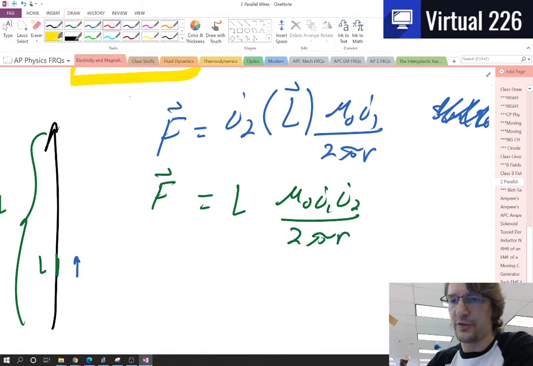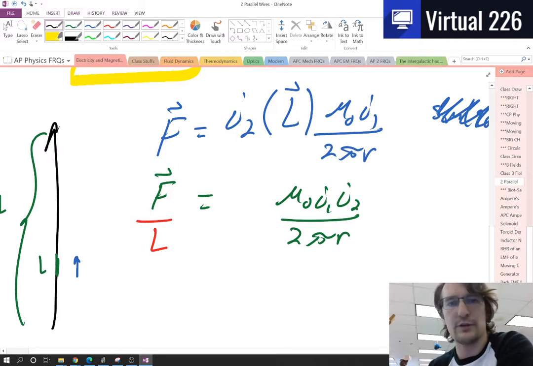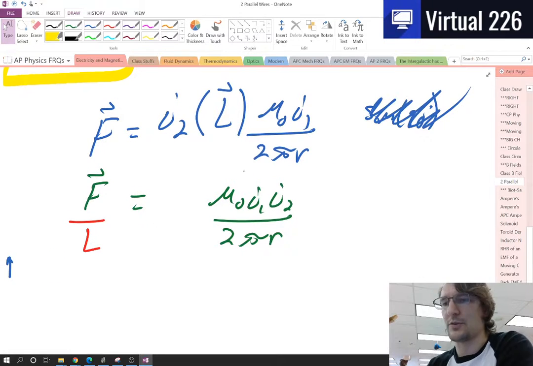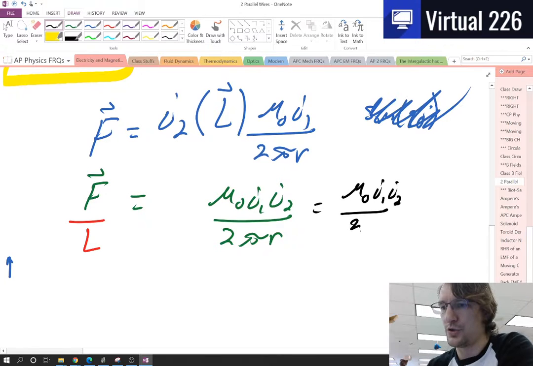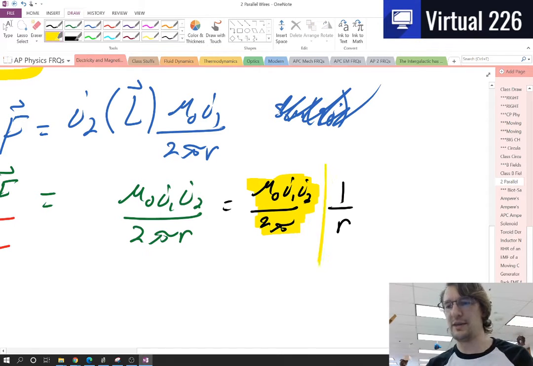So it actually makes a little more sense here to, instead of calling the force equal to the length, say that the force per unit length equals mu naught I1 I2 for each wire divided by 2 pi r. And sometimes I really like to write this as mu naught I1, I2 over 2 pi times 1 over r. That's because mu naught, I, and 2 pi are typically constants. We normally have a steady state current running through things, and then the only thing that matters to that force is a 1 over r term, which is going to cause that force to decrease.